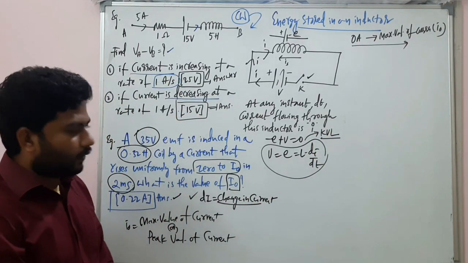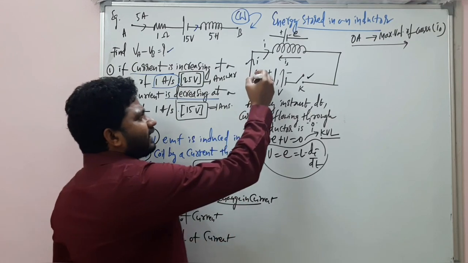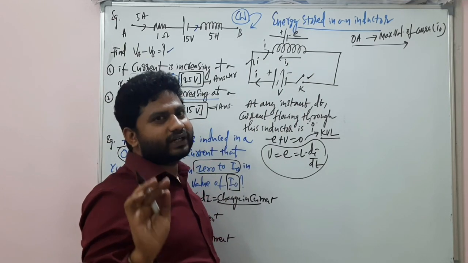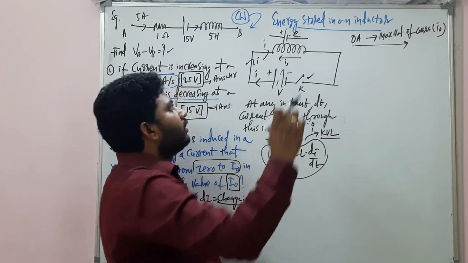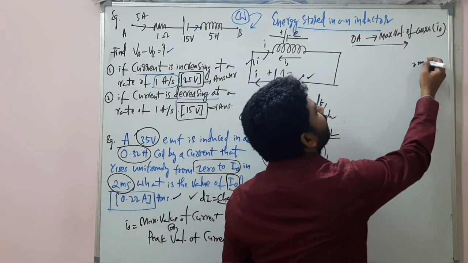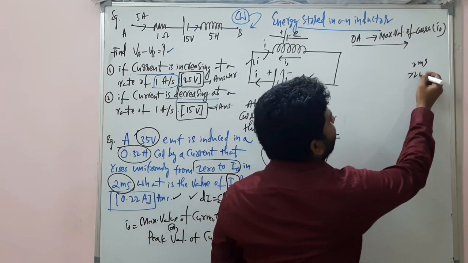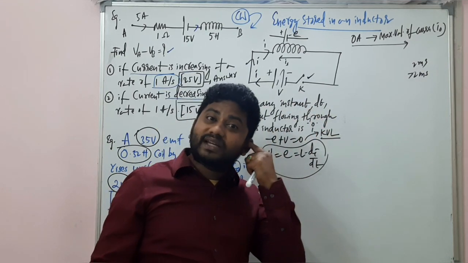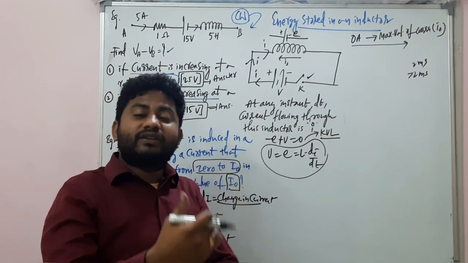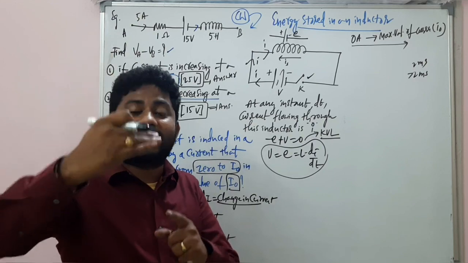Now, here comes the important point. The concept of inductor comes here. When the current value slowly increases, there is an induced EMF which opposes the growth of the current. For example, without this inductor, if the current reaches the maximum value in 2 milliseconds, with the inductor, current will reach the maximum value in greater than 2 milliseconds, because there is an opposing EMF developed over here. This opposing EMF will try to increase the time taken by the current to reach the maximum value.